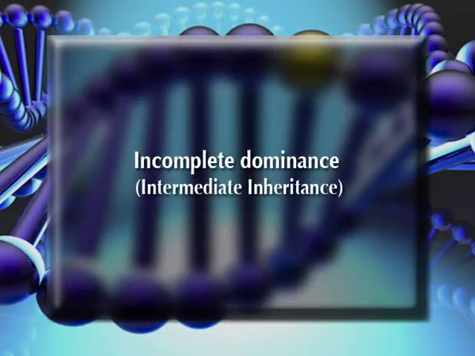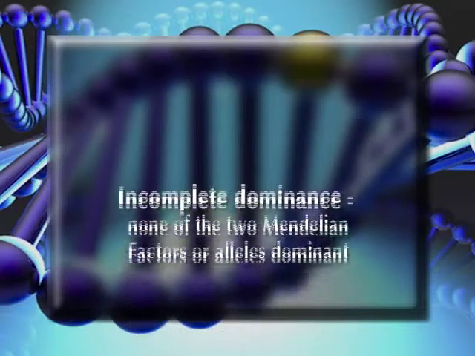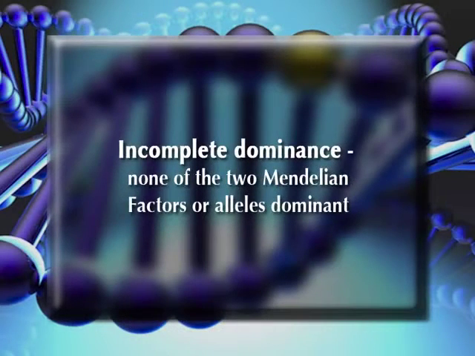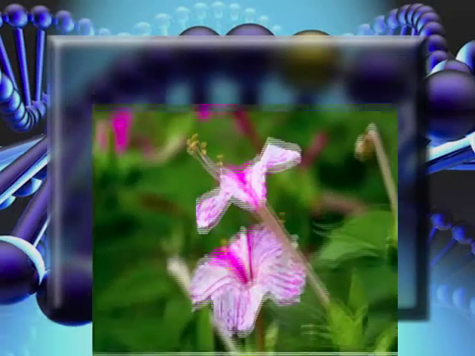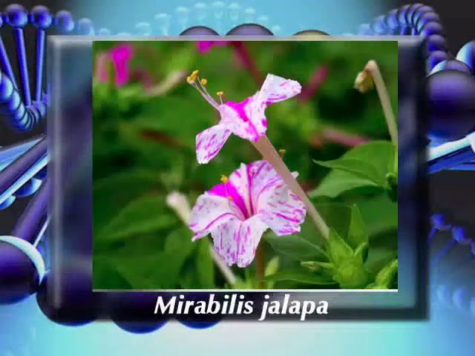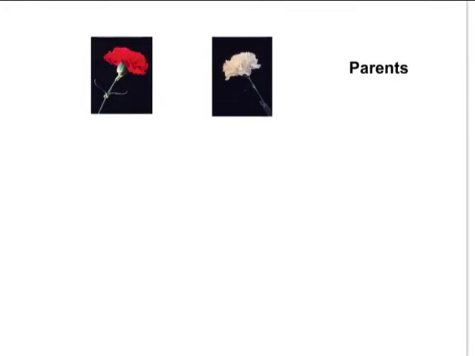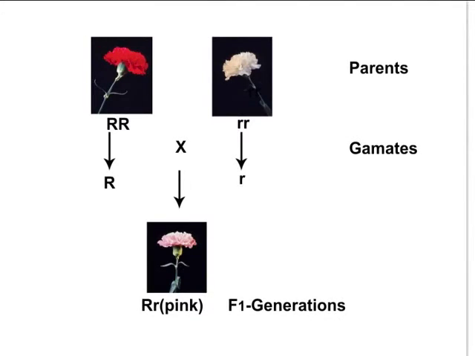Number two, incomplete dominance. Incomplete dominance is the phenomenon where none of the two Mendelian factors or alleles is dominant over the other. The expression of the character in the hybrid is intermediate between the expression of the two factors in their homozygous state. For example, in Mirabilis jalapa, there are two types of flower colors, red and white. When the two types of plants are crossed, in the F1 generation they produce all pink plants, showing that neither red nor white genes are dominant. The pink color appears to be formed by mixing of red and white colors.